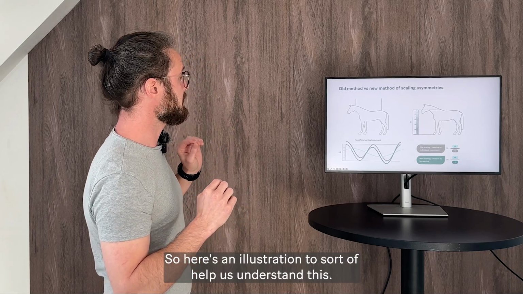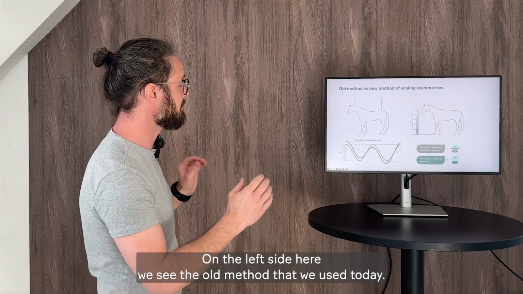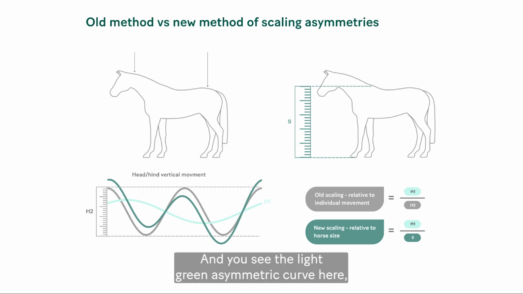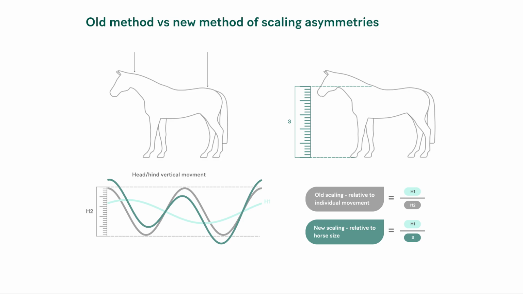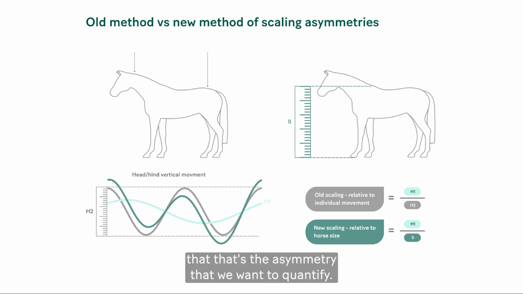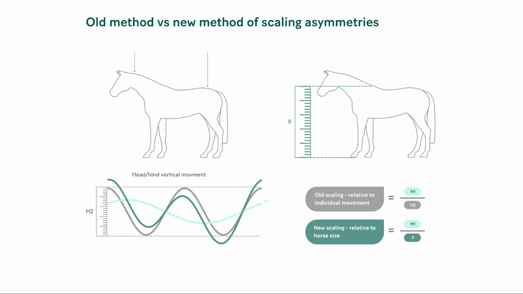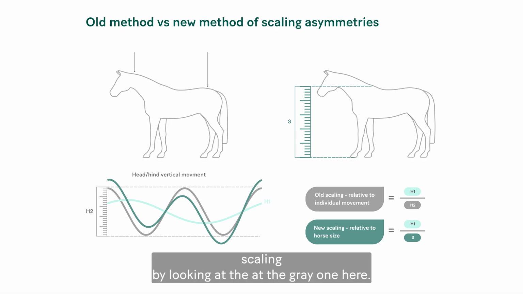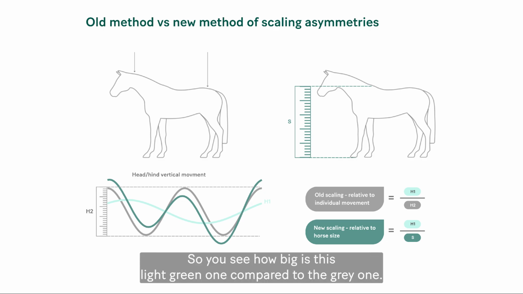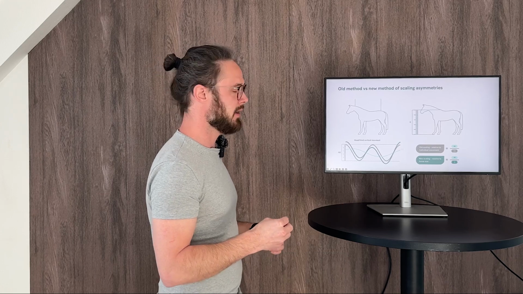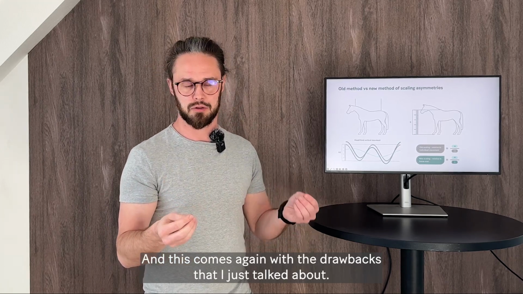So here's an illustration to help us understand this. On the left side here, we see the old method that we at SLAPE use today. You see the light green asymmetric curve here. That's the asymmetry that we want to quantify. And then we relate that, in the movement relative scaling, to the gray one here. So you see how big this light green one is compared to the gray one, and we get this movement relative asymmetry measure. And this comes with the drawbacks that I just talked about.